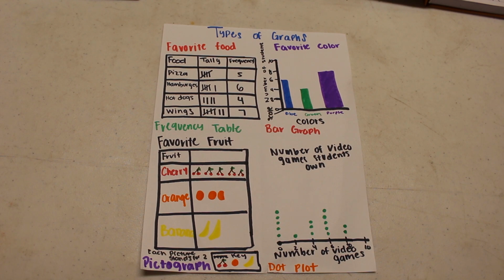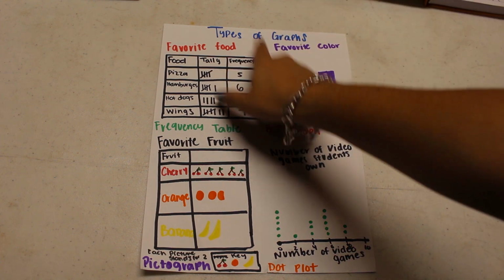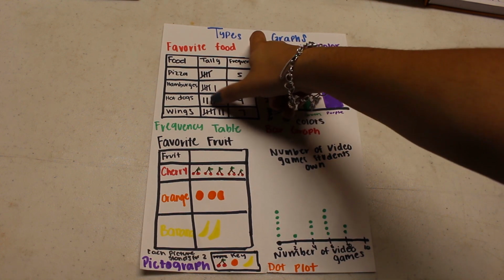Here we have a better view of one of the anchor charts that I will be using in my lesson plan. Here we see that the title of this anchor chart is Types of Graphs, which is located at the top of the table.